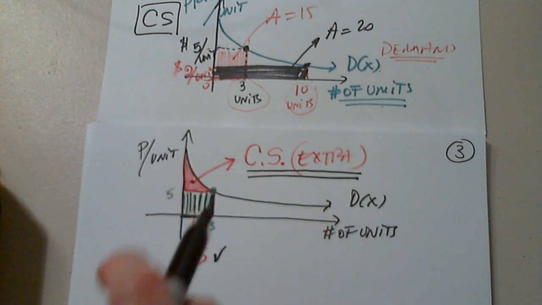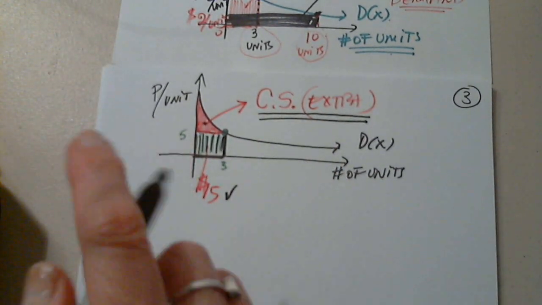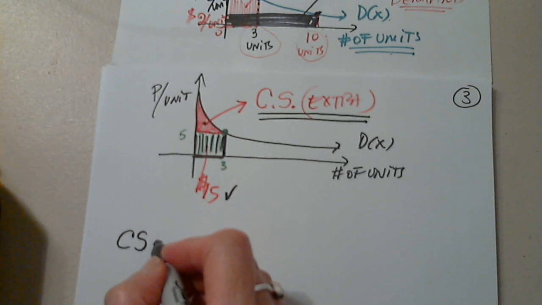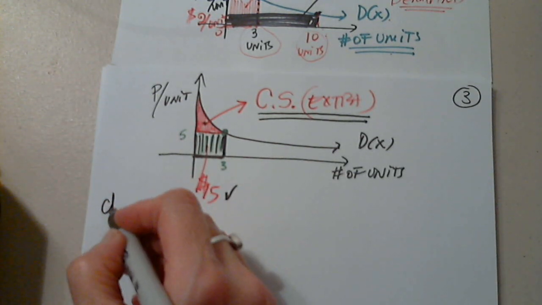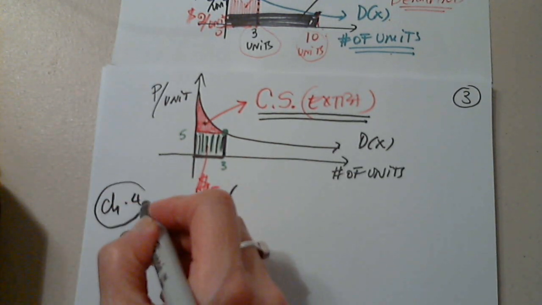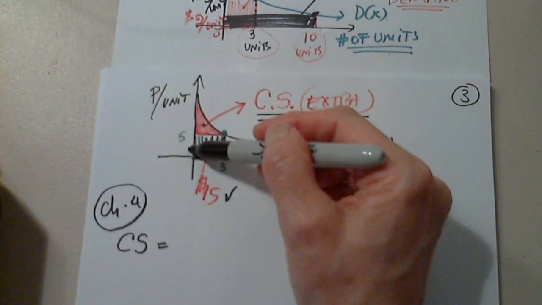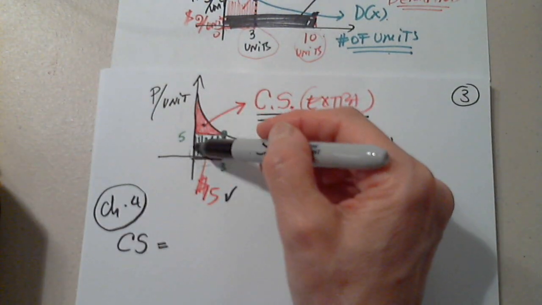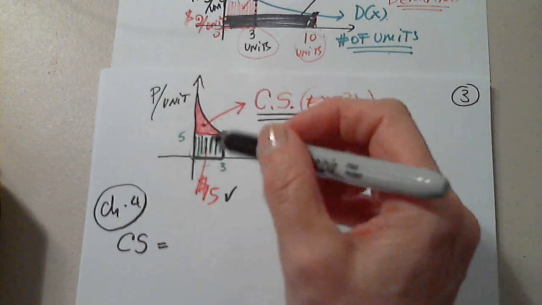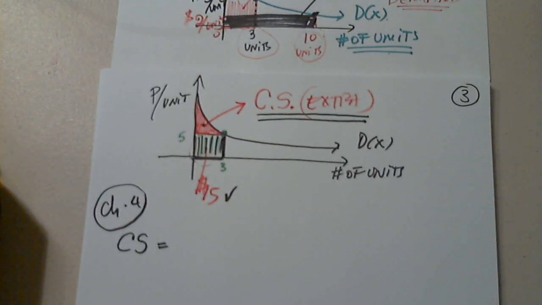So I would like you to say, I know how you find the consumer surplus based on chapter 4. Look at this and say, I know how to determine that area. Don't say anything.